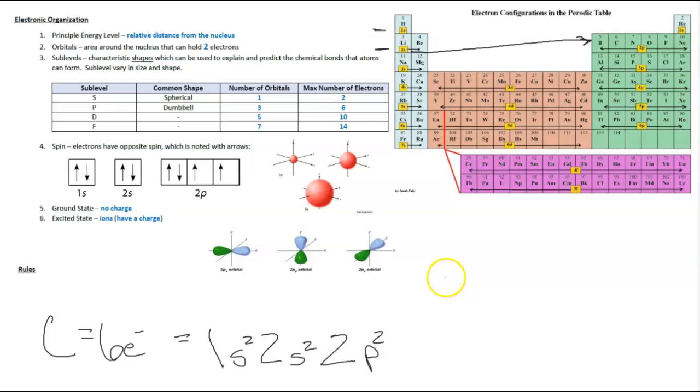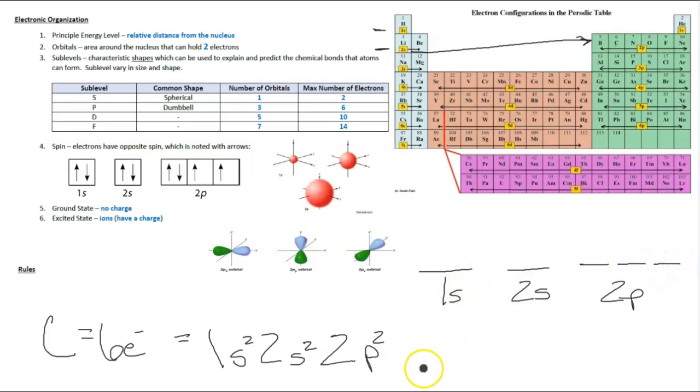So I start with the energy level 1s, and I look at my S sublevel, and it gets 1 orbital, so I give it 1 line. You could draw a box, but I usually draw lines. Then I do the same thing for 2s: energy level 2, sublevel S. Because it is an S, it only has 1 orbital. And then I come to my P's. When I look at my chart, P sublevels have 3 orbitals. So I'm going to get 3 blanks for the P: 1, 2, and 3.